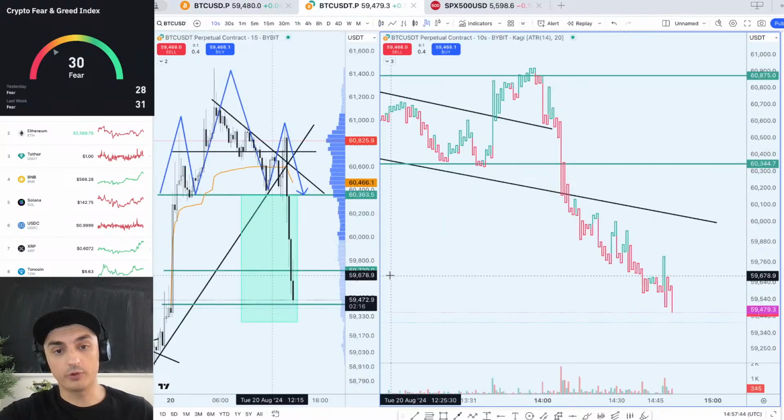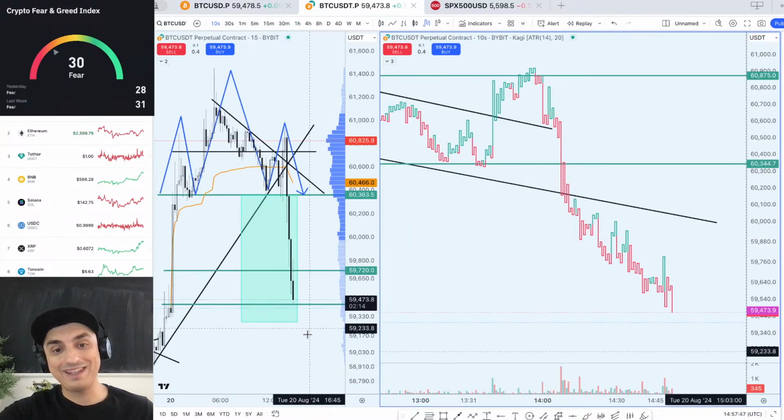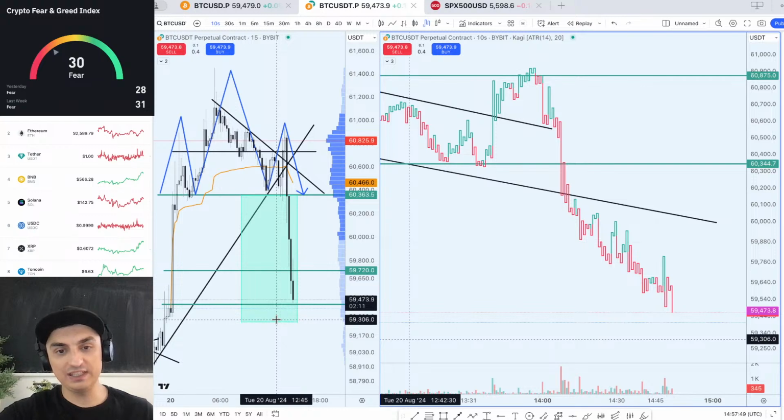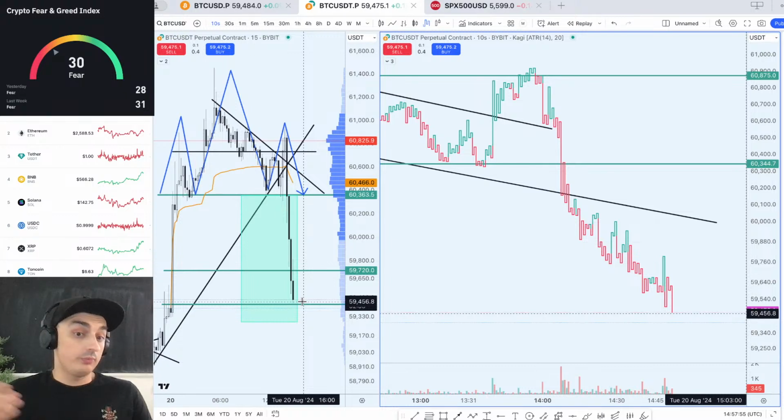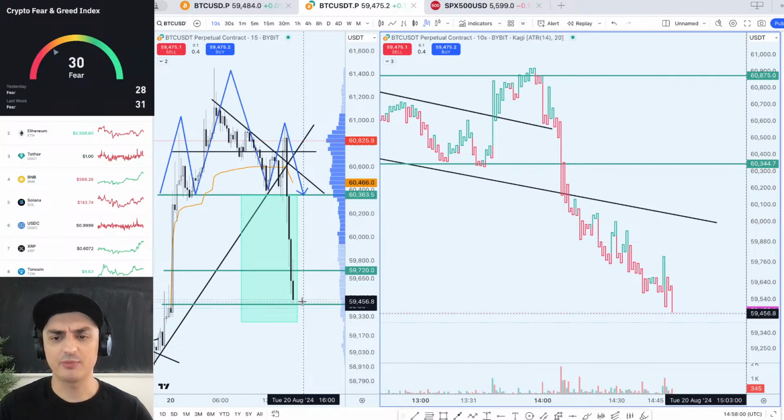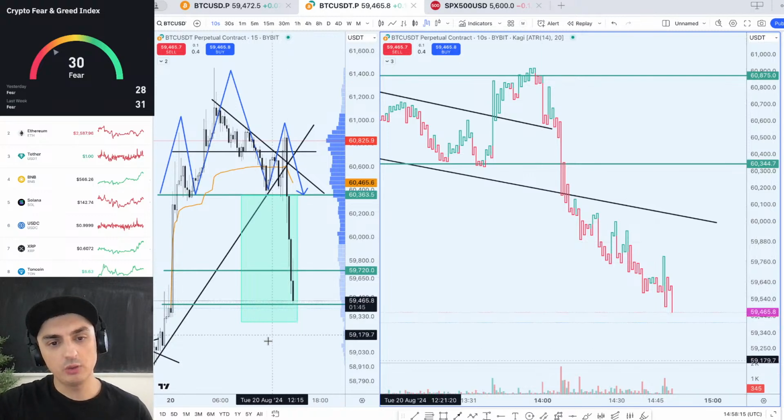2 minutes to go for this candlestick. Bitcoin making new daily lows, 59,470. 59,450 was the actual low. So yeah, I'm really glad that we could take these profits over here. But right now there is almost no buyers on this price action. So that potentially could go lower.